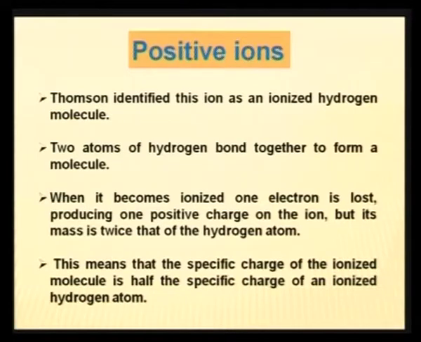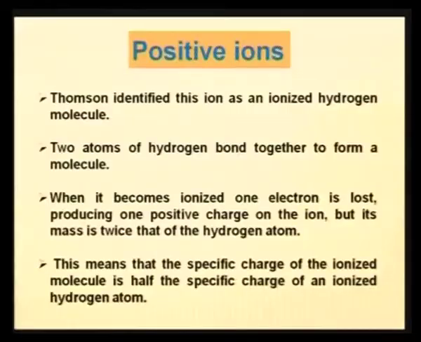That means the hydrogen molecule contains 2 positive charges. We now know they are the protons. The hydrogen molecule is made up of 2 hydrogen atoms. When 1 electron is knocked out, it becomes a hydrogen ion, but still the nucleus contains 2 protons. This means the specific charge of the ionized molecule is half the specific charge of the ionized hydrogen atom. If e by m is 1 by 2, then m by e will be 2 times. Okay, the mass comes in the numerator.